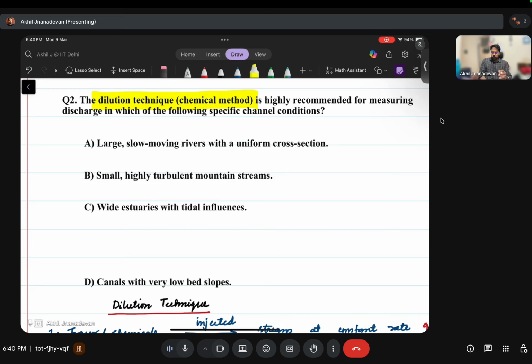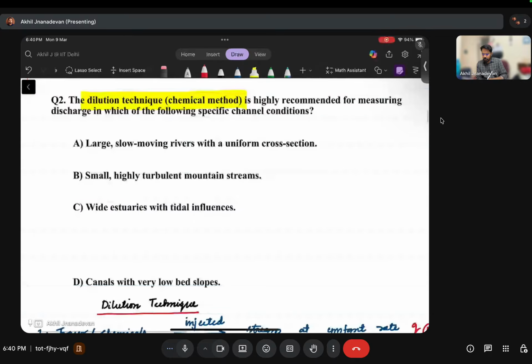So we can see the option. At what locations do we use this? That is the question. Option A: large, slow-moving river with uniform cross-section. If it's a uniform cross-section and a large, slow-moving river, we need not do these experiments, right? We can just use a current meter, and we can measure the depth along the width. If it is a uniform cross-section, the depth won't be changing, right? So we can directly measure, and there is no need to go for a dilution technique. So that is wrong.